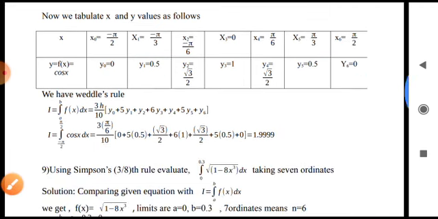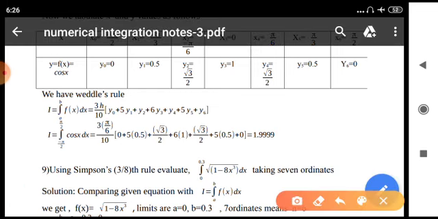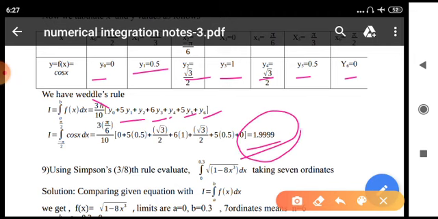Now we have Weddle's rule, which is given, for n equal to 6, by 3h by 10 times y0 plus 5 y1 plus y2 plus 6 y3 plus y4 plus 5 y5 plus y6. If you substitute y0, y1, y2, y3, y4, y5, y6 and the h value, we will be getting the I value as 1.9999. So the value of the integral I is 1.9999.